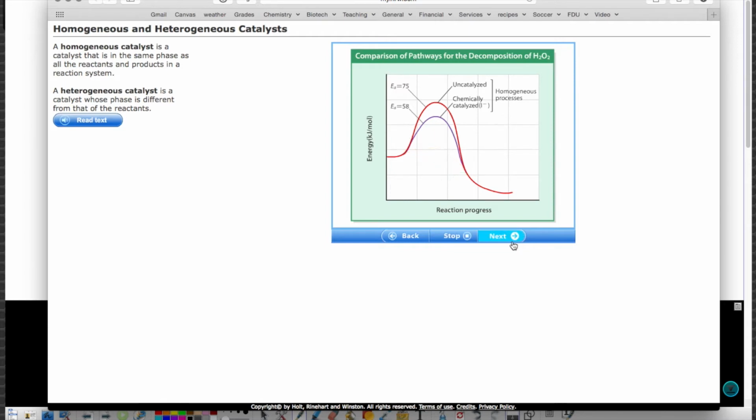The potassium iodide lowered the activation energy slightly. Manganese dioxide, on the other hand, lowered it dramatically. Another advantage of manganese dioxide is that, as a heterogeneous catalyst, it is relatively easy to separate from a catalyzed product.